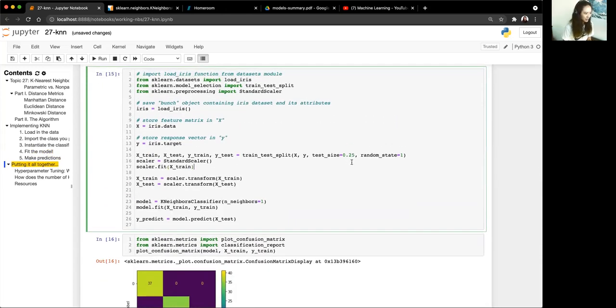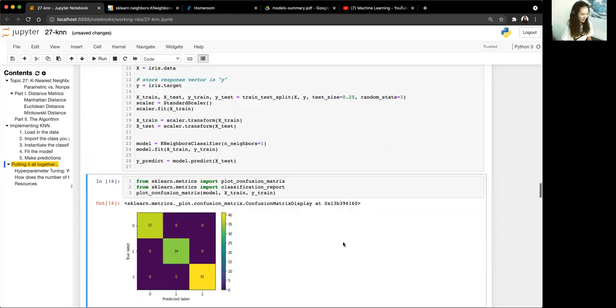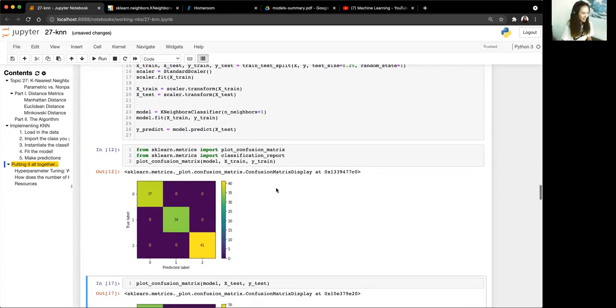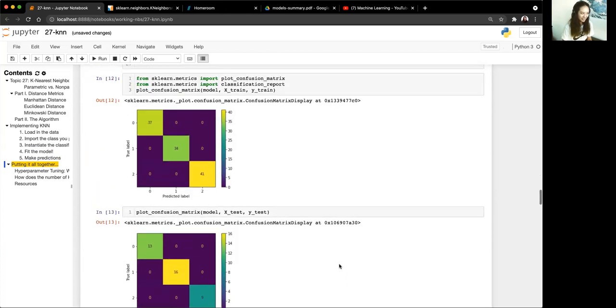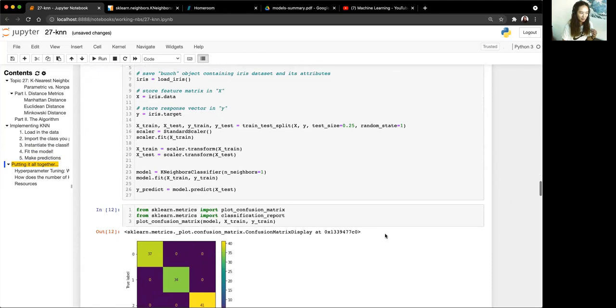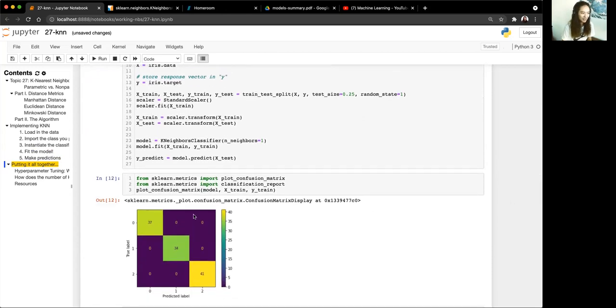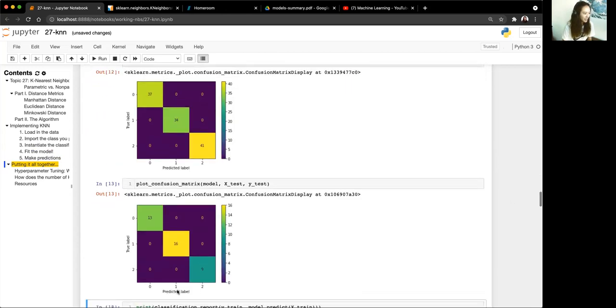We are doing our train test split, fitting our scalar and transforming on our train and test, instantiating our n neighbors equal to 1 model, fitting on our train set, and predicting on our test set. Cool, this is what I meant to do. Based on this, we have our training confusion matrix and our testing confusion matrix. As you can see, with k equal to 1, we actually have perfect classification on our train set. And it turns out perfect classification on our test set as well.